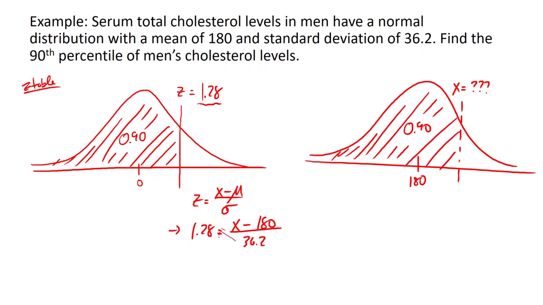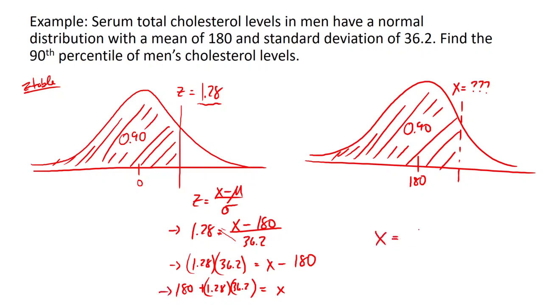Well, first, you'd multiply the 36.2 over. So then you'd just be left with x minus 180. And then how do you solve for x? You would just add it, right? So you're just going to do 1.28 times 36.2, and then you add 180, and then what does that come out to be? You got like 212 or something, didn't you? You got 226. Yeah.